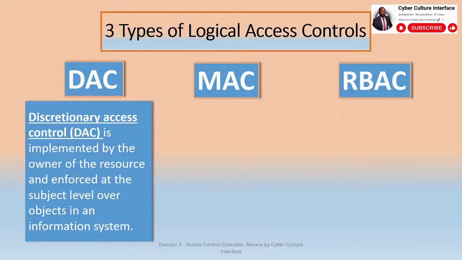So you can set controls on a file or a database that you create and decide that, okay, I want only the principal managers or my senior managers in an organization to have access to this file. I don't want people below certain ranks within an organization to have access. Or you can say, okay, this file is open to the public, anybody can. So it's at the discretion of the owner of that resource. That is discretionary access control.